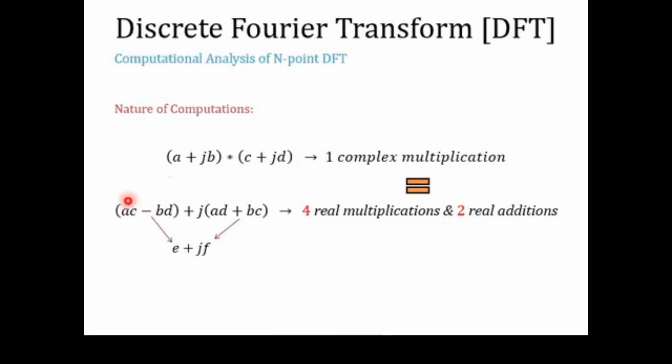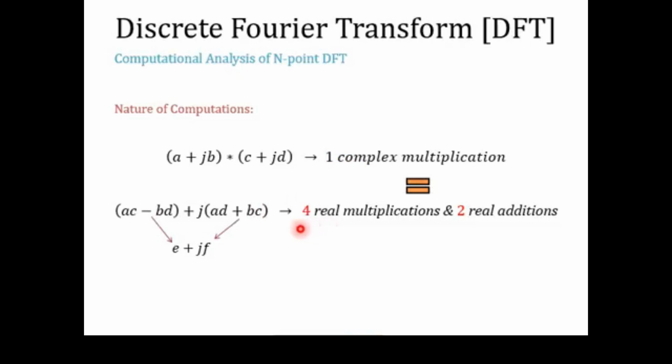So basically we have multiplied A with C, B with D, A with D and B with C. So this is the first multiplication operation, this is the second one, this is the third one, and this is the fourth one. So basically we have multiplied four pairs of real numbers while solving one complex multiplication operation. So we can simply say that one complex multiplication has four real multiplication operations.